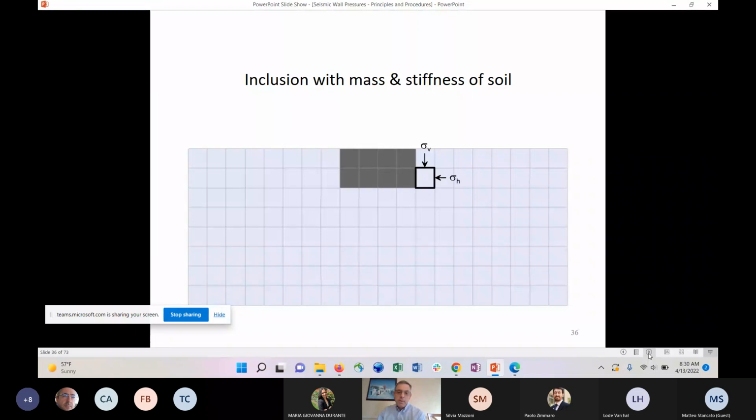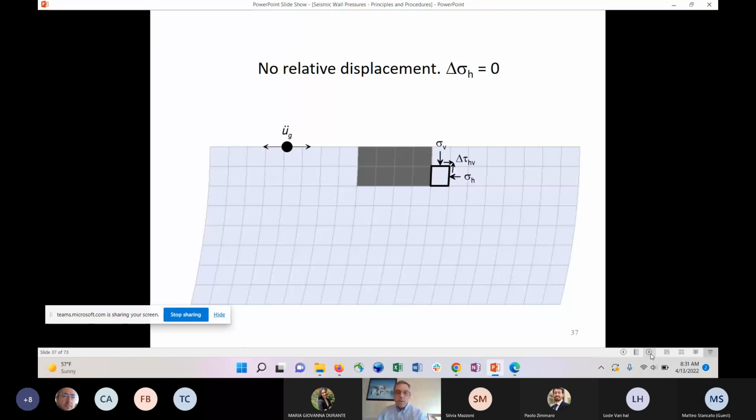Now, if I have a mass of soil that is an inclusion that we can think of as sort of like a foundation, but this mass has the same mass density and stiffness as the soil itself. So I have an inclusion here that's like a structure, but it has the same properties as the soil. Well, then naturally it will respond in exactly the same way as it did before. And again, there would be no seismic earth pressure.